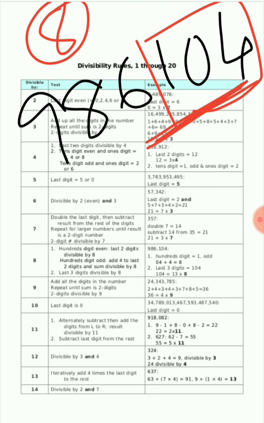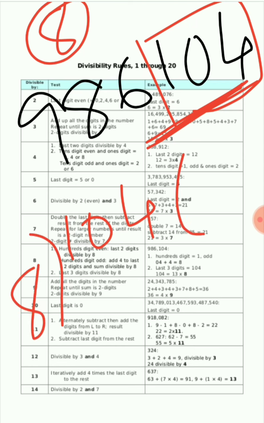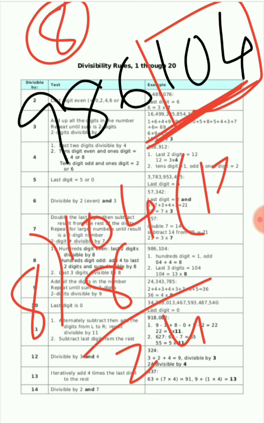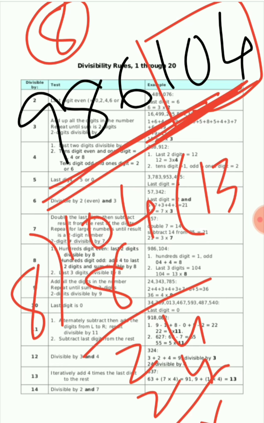Is 104 divisible by 8? 8 ones are 8, 8 twos are 16, 8 threes are 24... 8 times 13 is 104. Yes, 104 is divisible by 8. So the whole number is divisible by 8.